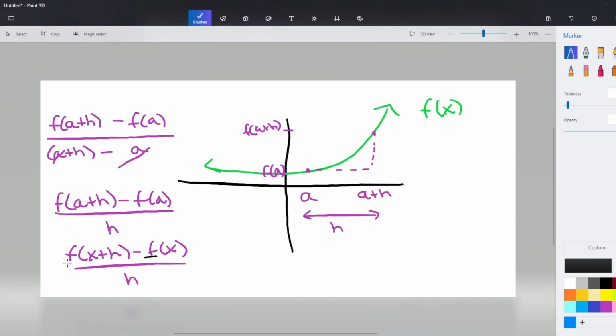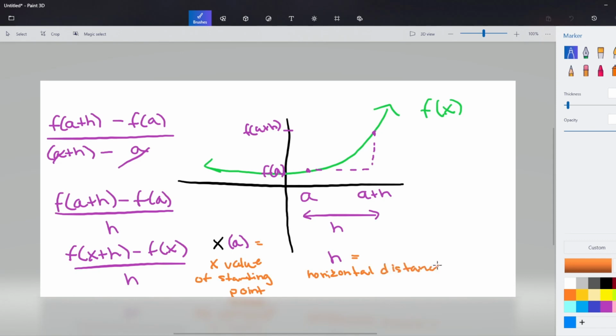Well, we know that f is our function. So what is x? Well, this is our x value of our starting point. And what is our h? Our h is going to be the distance between our 2 points. Horizontal distance. So h is going to be our horizontal distance between our 2 points, right?